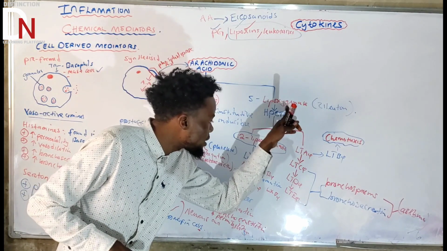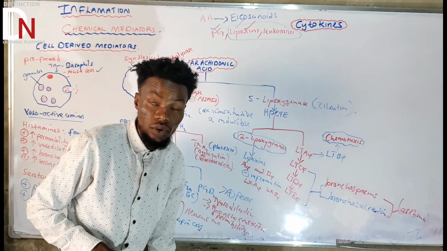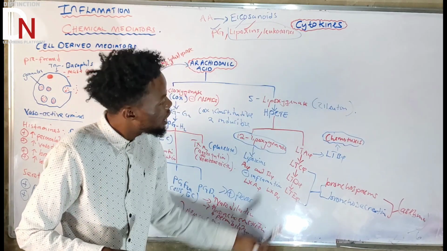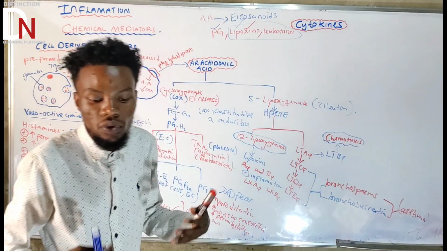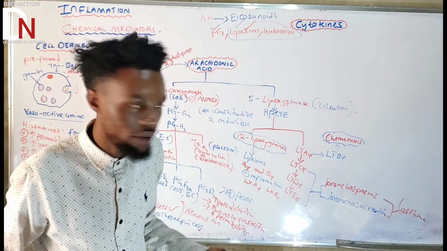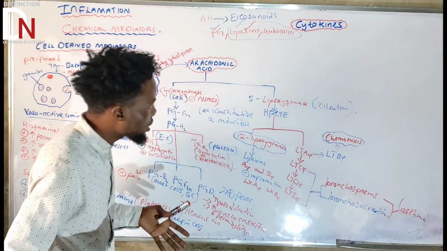If you inhibit this, you're not going to have leukotrienes. Leukotrienes are very important in asthma, like leukotriene-induced type of asthma. That's the first drug. It's going to inhibit that.